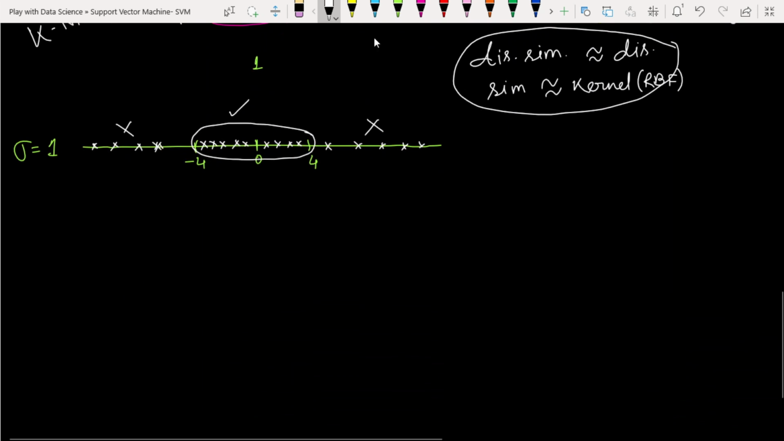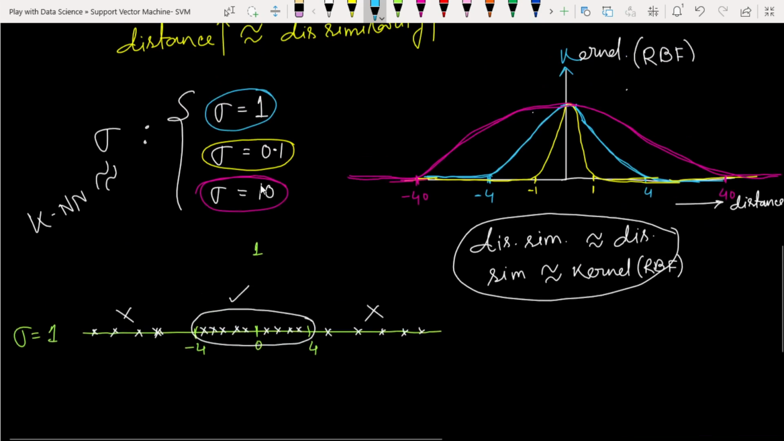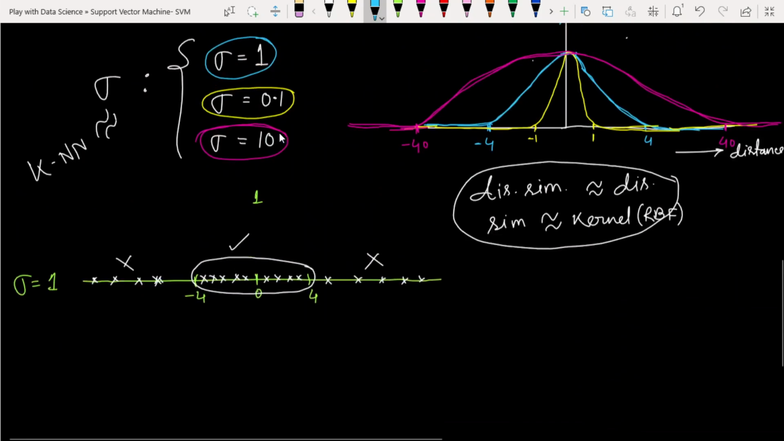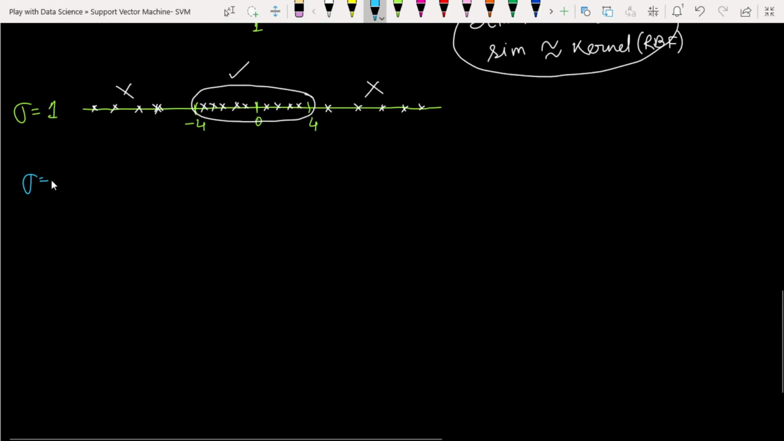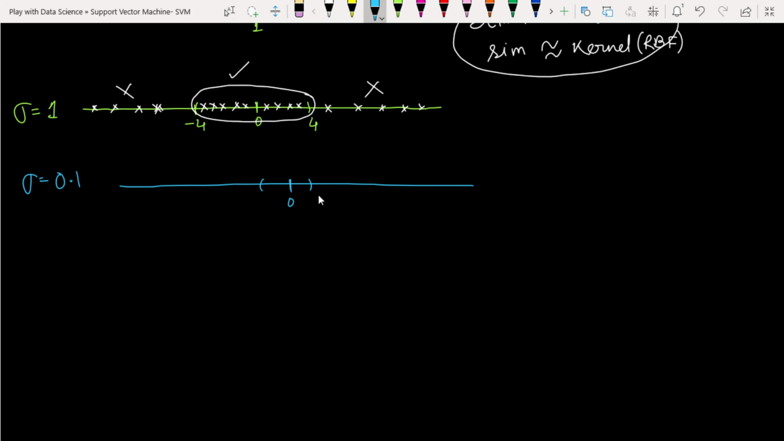If we see sigma equals 1, we see this. Now if we see sigma equals 0.1, then what will we see? We are simply taking the closer points, meaning this point. If this is equal to 1 and this is equal to minus 1, we are simply considering closer and closer points within this distance. I am not considering this. If our point lies in this region, then we cannot consider it. We are simply considering this small region. Okay, we are not considering this.